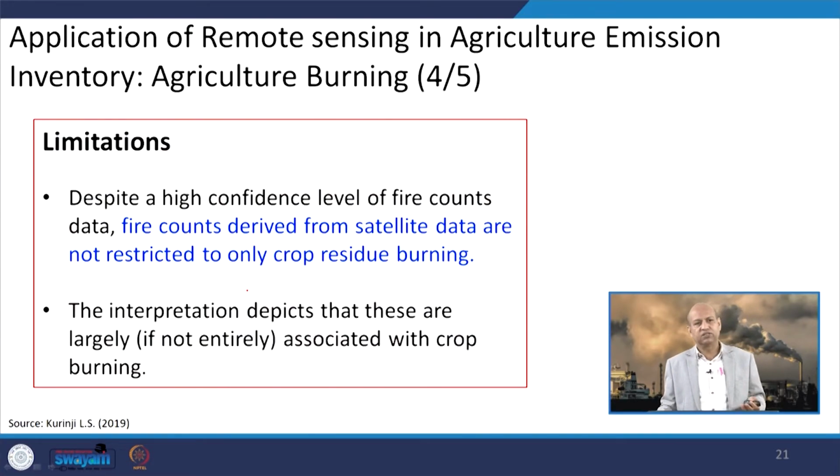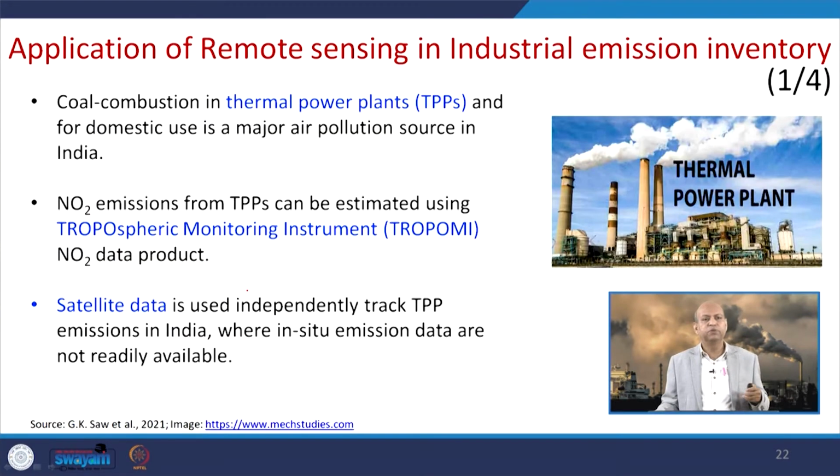But there are limitations. Despite the high confidence level of fire counts data, fire counts derived from satellite are not restricted only to crop residue burning, because even if some waste burning is there, it will count as some crop residue burning kind of thing. So uncertainty is there, and the interpretation depicts largely, if not entirely, association with the crop burning. As I said, it will also count other kinds of burning which is not the real crop residue burning. So that way we have to be a little bit careful.